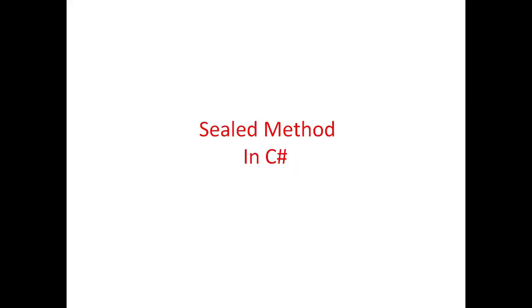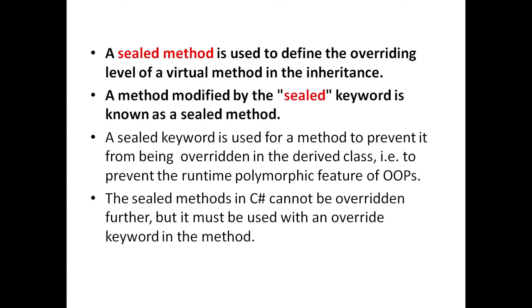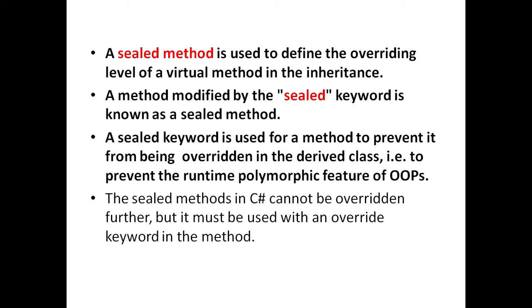Here we will see sealed method in C#. A sealed method is used to define an overriding level of a virtual method in the inheritance. A method modified by the sealed keyword is known as a sealed method. A sealed keyword is used for a method to prevent it from being overridden in the derived class. That is, to prevent the runtime polymorphism feature of object-oriented programming.